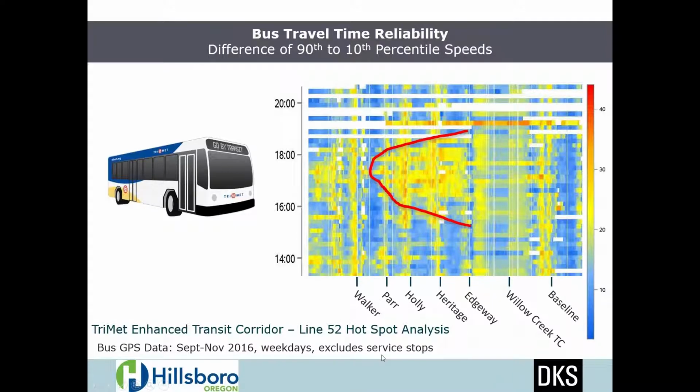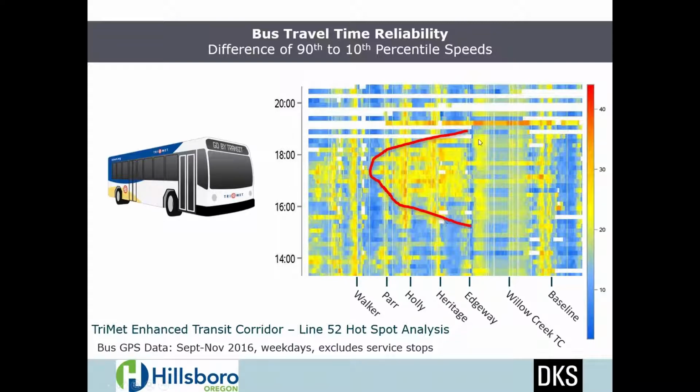So we also looked at not just the vehicle impact, but we also wanted to see how this impacts the buses going up and down the corridor. So we looked at the CAD/AVL data, which is the onboard data collection system on the buses. Basically tracks GPS and a bunch of other parameters. And so this is a sort of time-space diagram looking at the travel time reliability. So we're looking at the difference of the 90th to 10th percentile speeds.